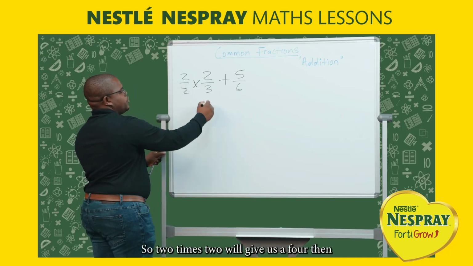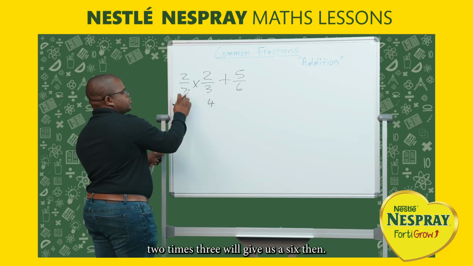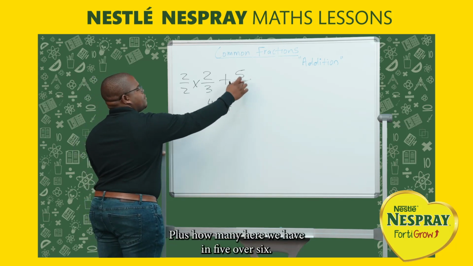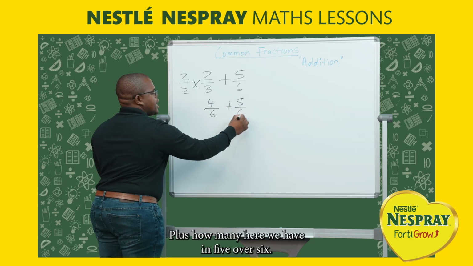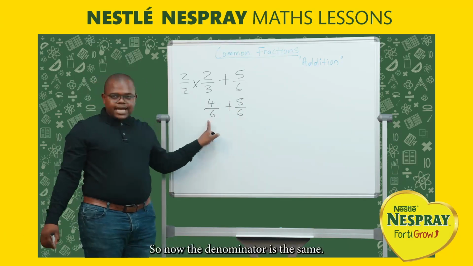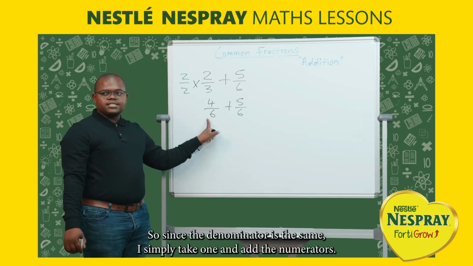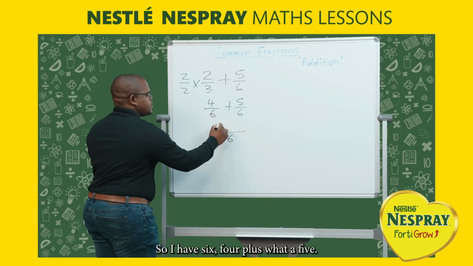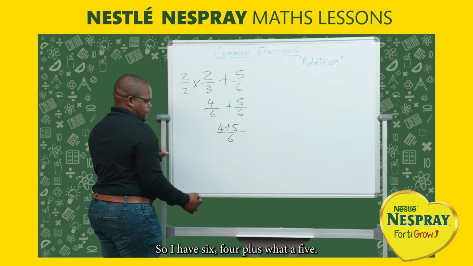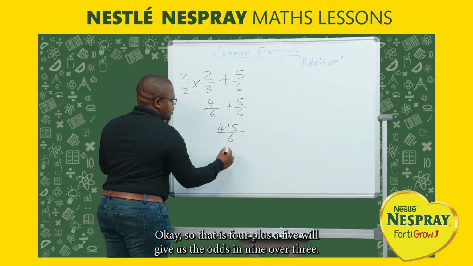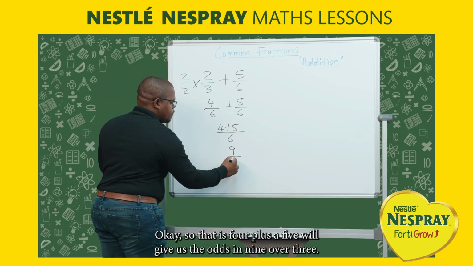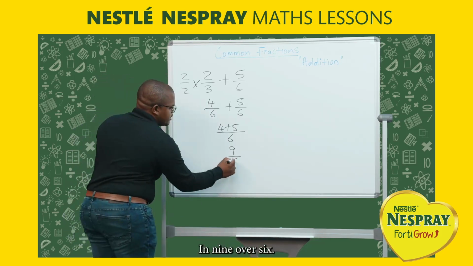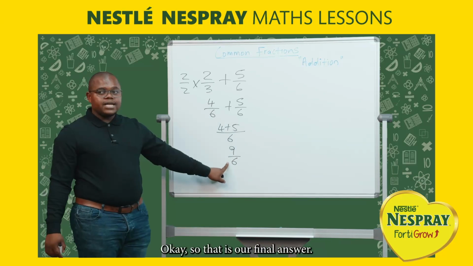So 2 times 2 will give us a 4, then 2 times 3 will give us a 6, then plus 5 over 6. So now the denominator is the same. Since the denominator is the same, I simply take 1 and add the numerators. So I have 6, 4 plus 5, okay? What is 4 plus 5? That will give us a 9 over 6, okay? So that is our final answer.